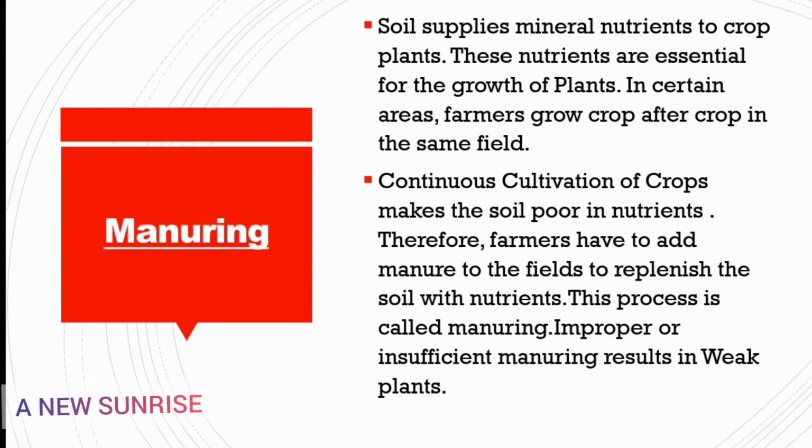Next comes manuring. Soil supplies mineral nutrients to crop plants. These nutrients are essential for the growth of plants. In certain areas, farmers grow crop after crop in the same field. Continuous cultivation of crops makes the soil poor in nutrients. Therefore, farmers have to add manure to the field to replenish the soil with nutrients. This process is called manuring. Improper or insufficient manuring results in weak plants.